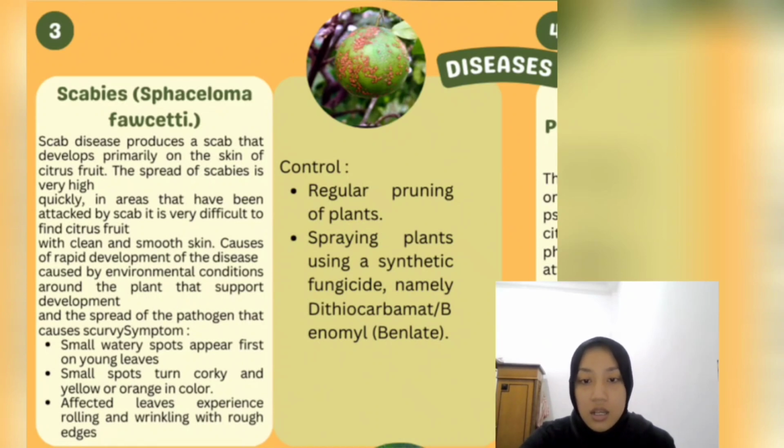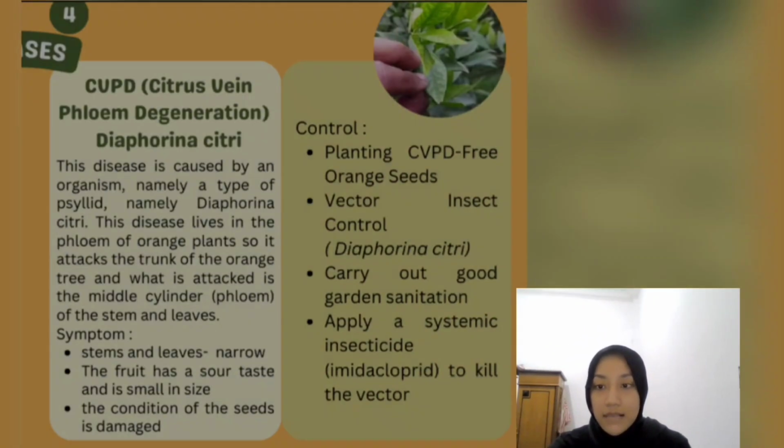Symptoms. First, small watery spots appear on young leaves. Second, small spots turn corky and yellow or orange in color. Third, affected leaves experience rolling and wrinkling with rough edges. Controlling: first, regular pruning of plants. Second, spraying plants using a synthetic fungicide, namely dithiocarbamate or benomyl.